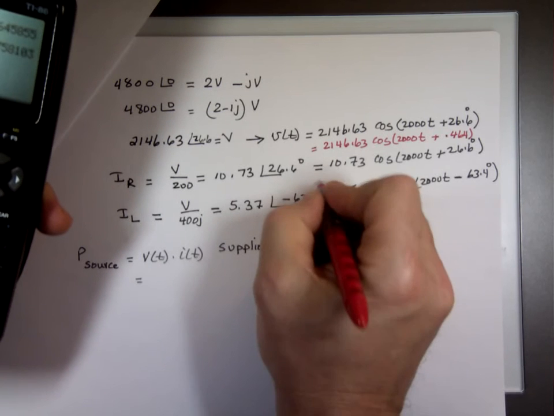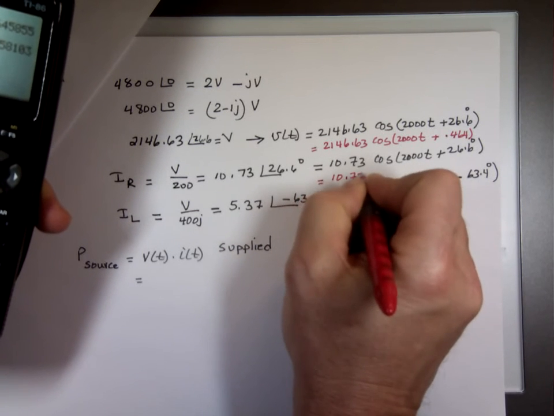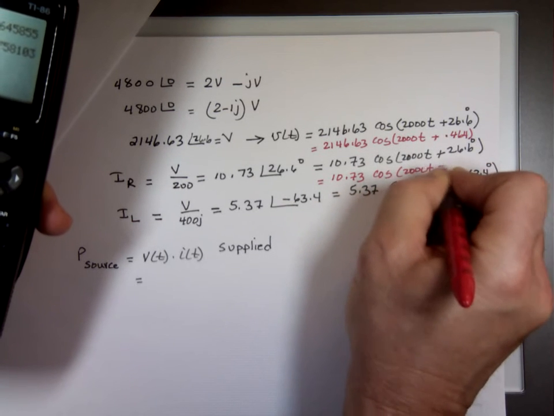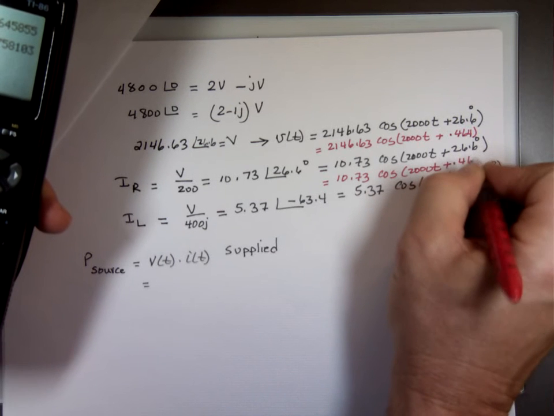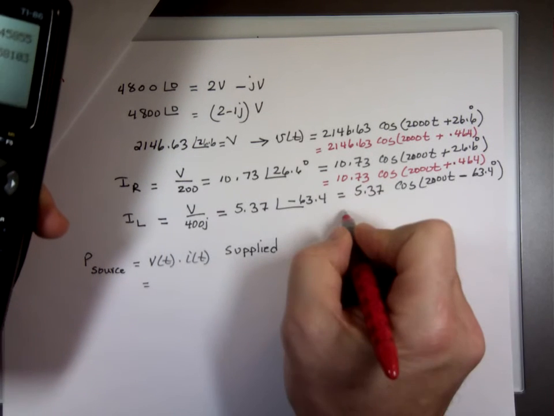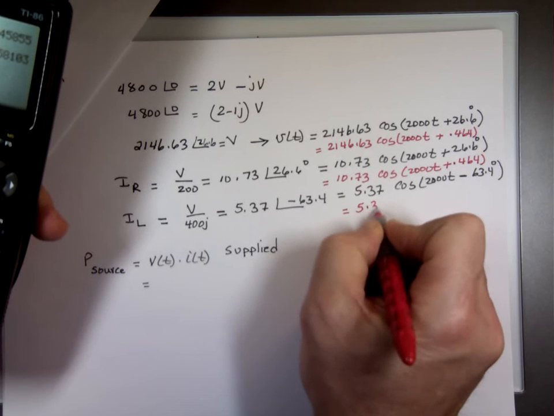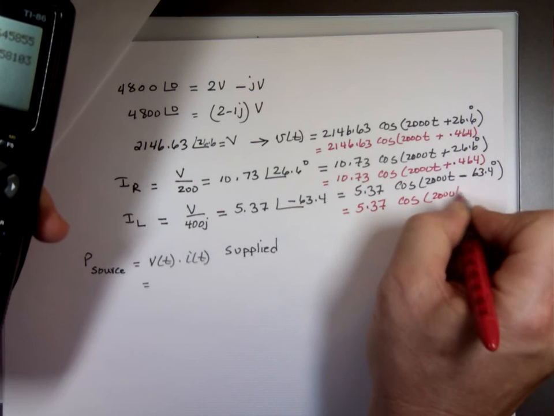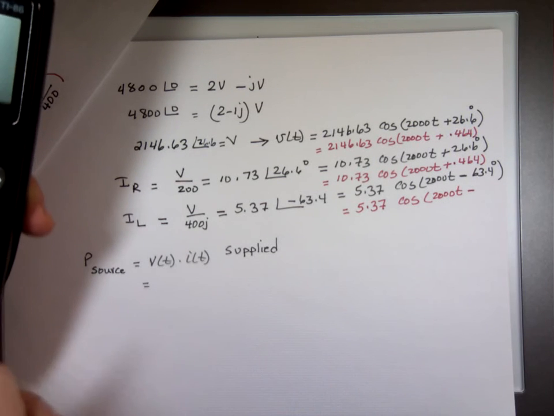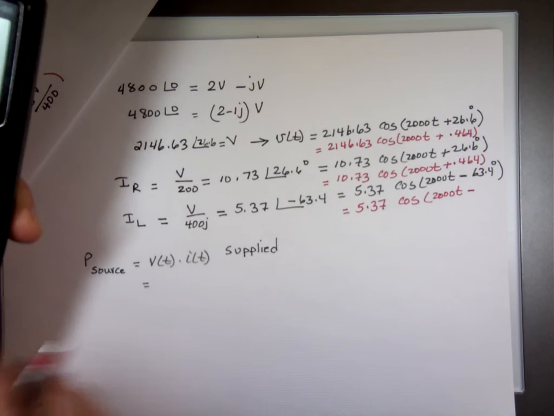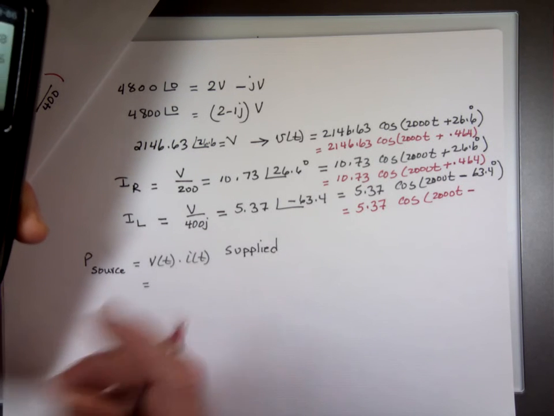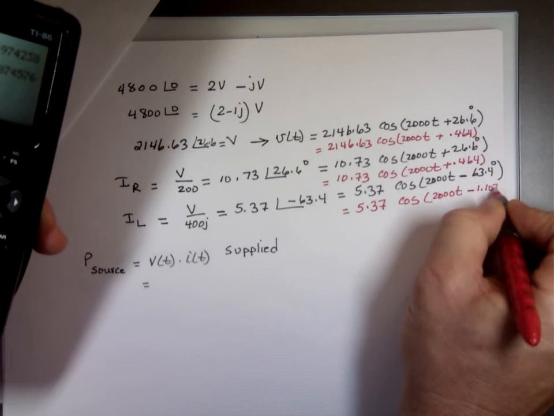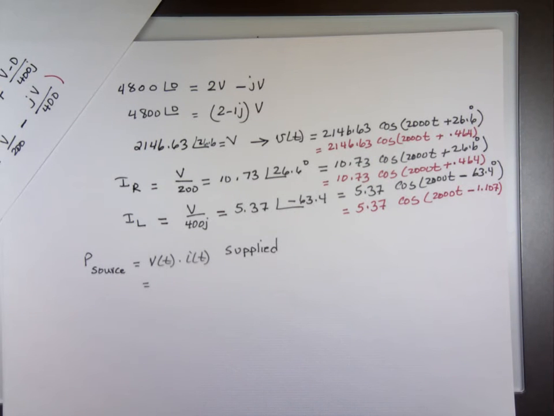This one is going to be 10.73 cosine 2000t plus 0.464. And this one is going to be 5.37 cosine 2000t minus 63.4 times pi divided by 180, which is 1.107. So now we converted these values from degrees to radians.